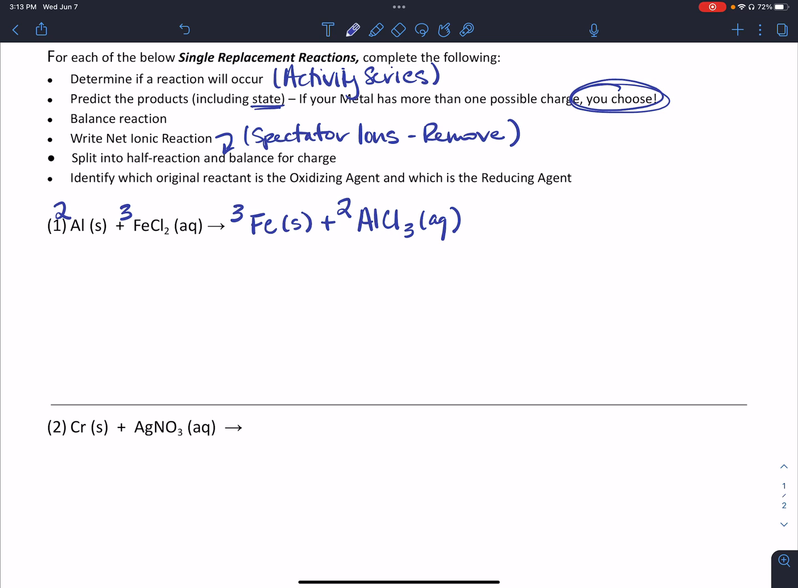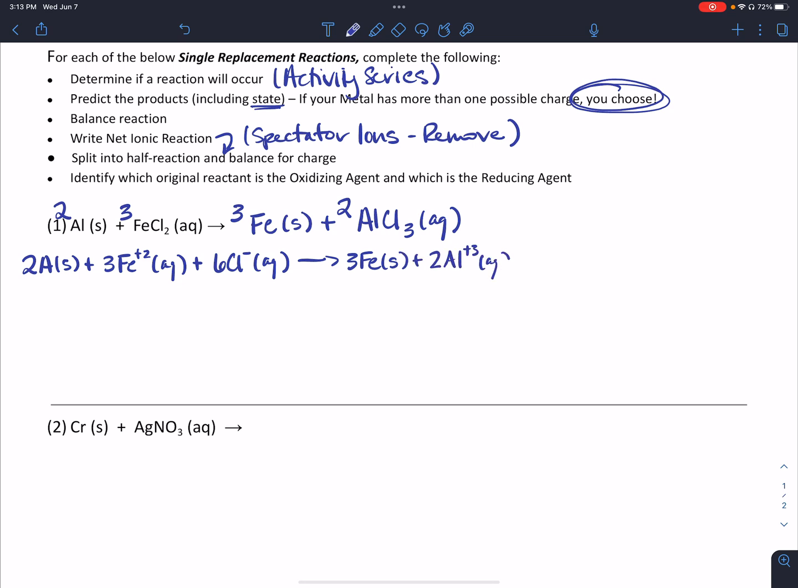All right, now I'm going to write my total ionic so that I can get to my net ionic. So I've got 2 aluminum solid plus 3 Fe2+ ions as that iron(II) chloride splits, and 6 Cl- ions. So there's my reactants. On the product side, I've got 3 iron solid plus 2 Al3+ aqueous plus 6 Cl- aqueous.